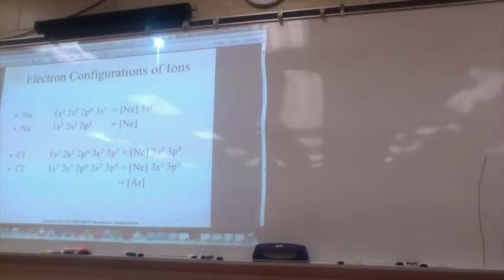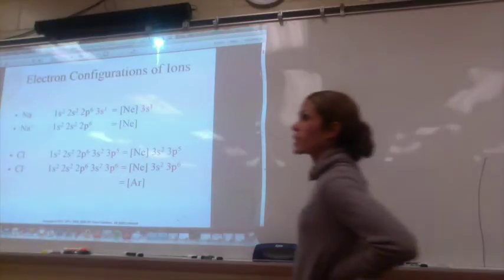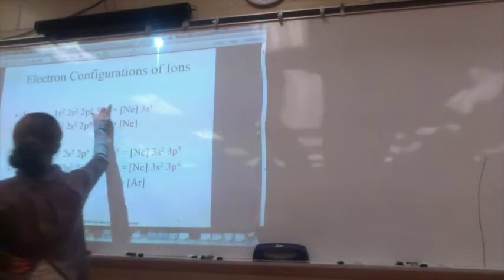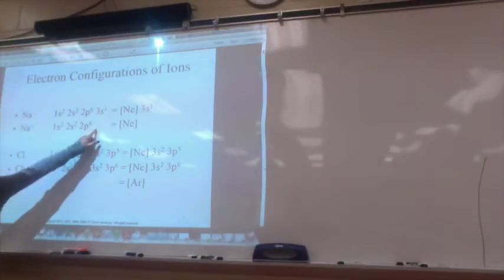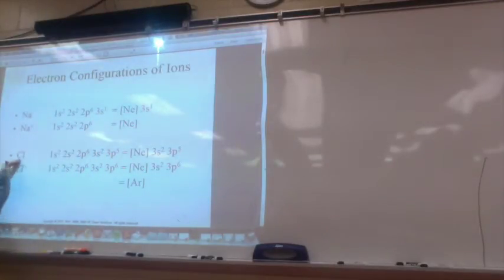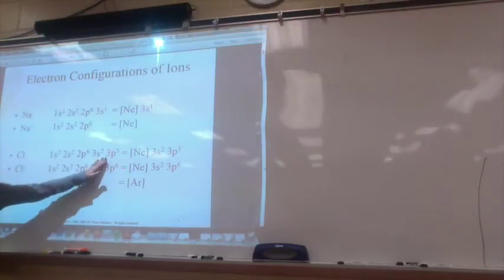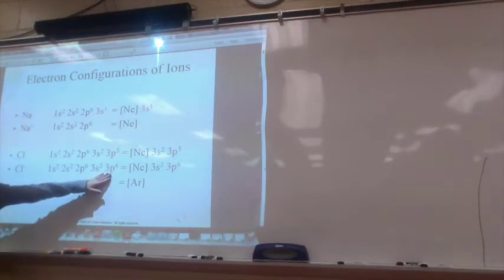All right, electron configurations of ions. So sodium is a 3s1. This is its valence electron. Highest energy level is 3. It loses that and becomes the noble gas configuration of neon. Chlorine, 3p5, nonmetals gain electrons, so it's going to become a 3p6.